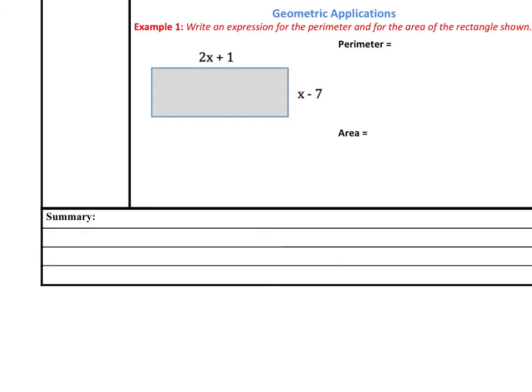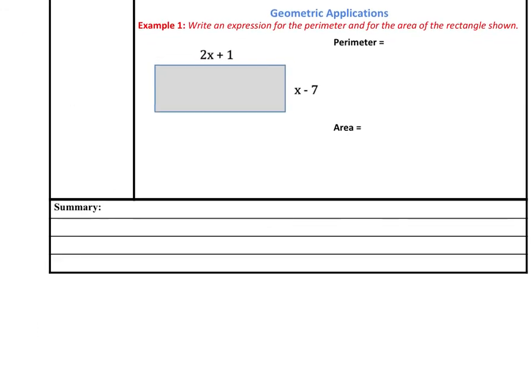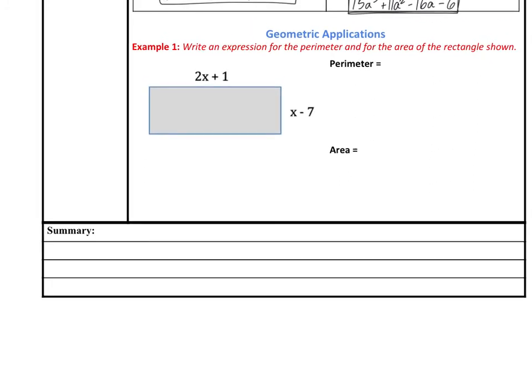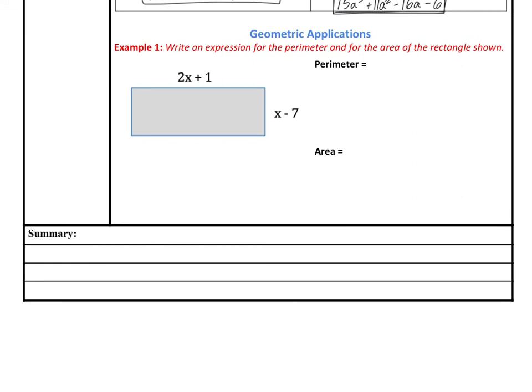I'm asking you to find both the perimeter and the area of a rectangle. So you have to kind of think back to your middle school days. Perimeter is the distance around the outside of a shape. Do you guys remember how to find perimeter? Someone tell me. What do we do? If I add up all the sides, then I get the perimeter.